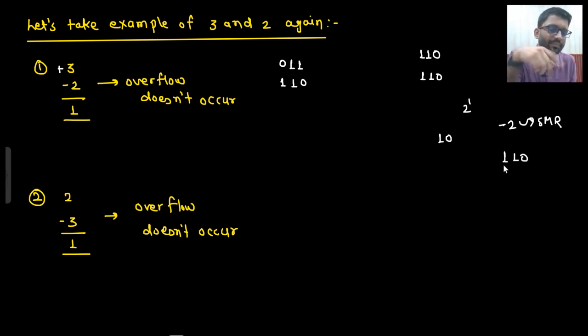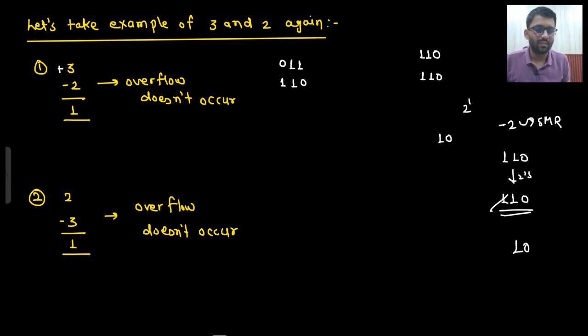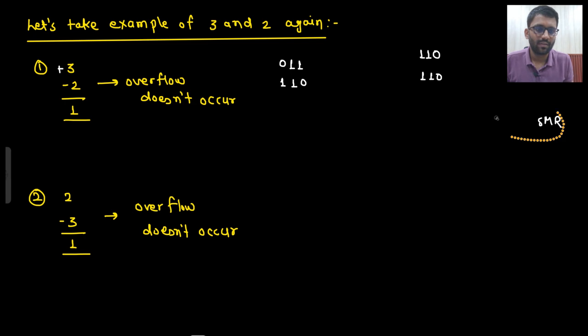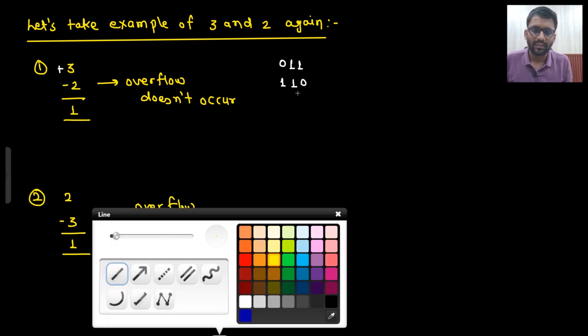Now I need to take 2's complement. How will I take 2's complement? Sign bit as it is, start from the back, 0 stays and you get 1. After that there is no number. So this is the 2's complement representation. Or you can write it 1 0 only. 1 0 or 1 1 0, both are same. So 1 1 0 I am writing. This is the 2's complement representation.